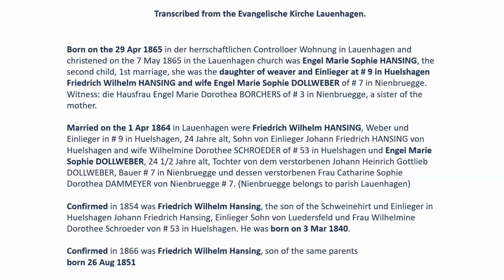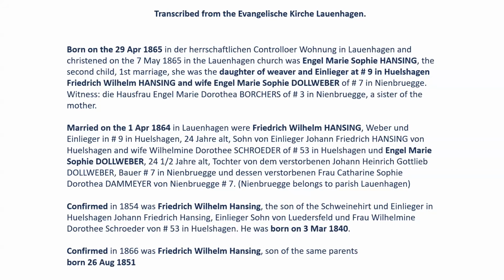We also find his marriage record to Engel Maria Sophia Dollweber, as well as a confirmation for Friedrich Wilhelm Hansing, and that he was born on the 3rd of March, 1840. So the first record here is actually the birth of the daughter, Engel Maria Sophie Hansing, daughter of Frederick Hansing and Engel Maria Dollweber.